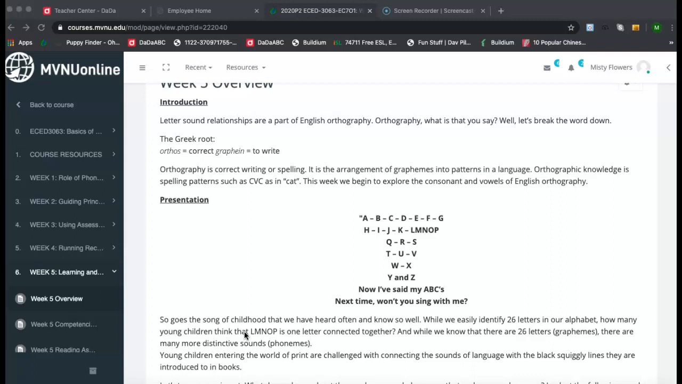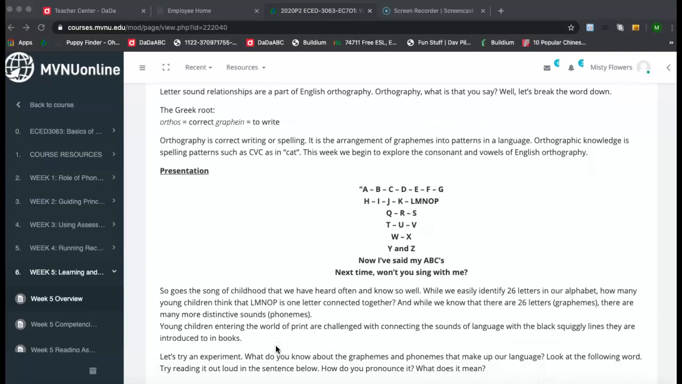But we need to think about children when they're singing the alphabet song. Many of them think LMNOP is one letter that's connected together. Think about the 26 letters and the sounds of those letters. There's more than 26 sounds or phonemes in our alphabet. This is very challenging when children are first attending to print.